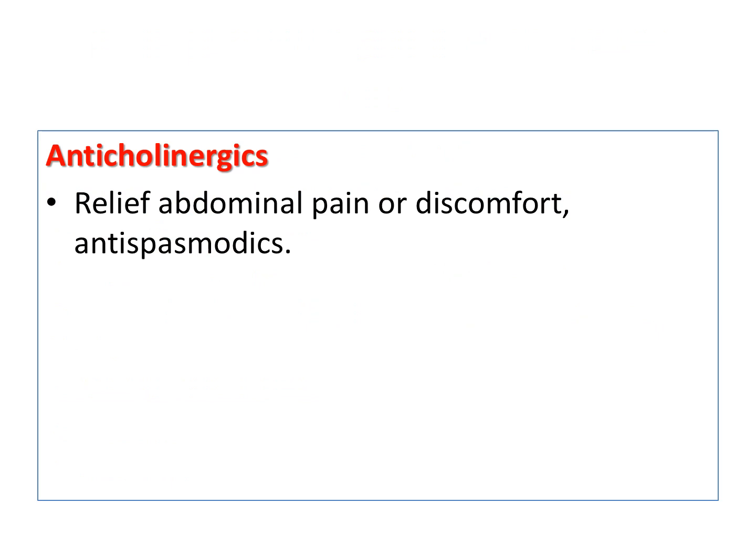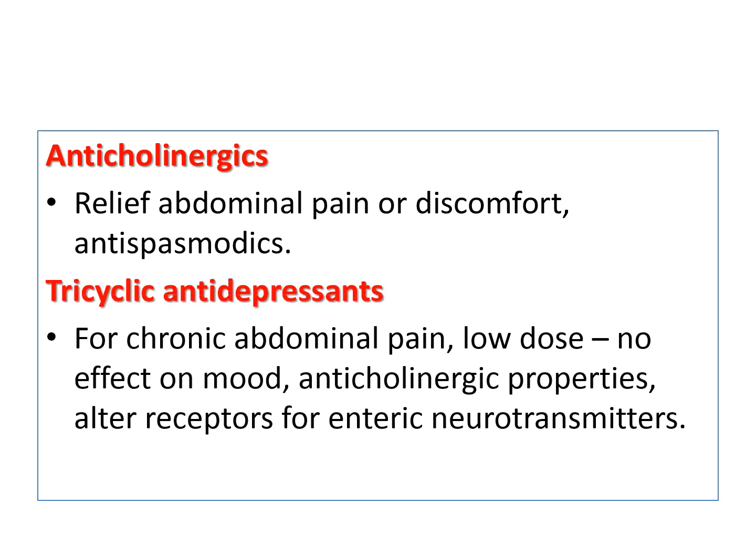Anticholinergics are used to relieve abdominal pain or discomfort, and they act as antispasmodics. Tricyclic antidepressants are used for chronic abdominal pain. In low doses, they have no effect on mood, they have anticholinergic properties, and they alter receptors for enteric neurotransmitters.